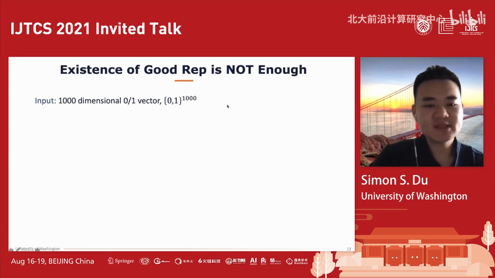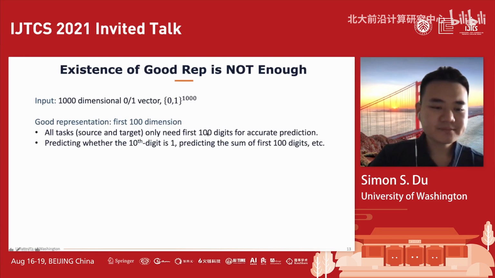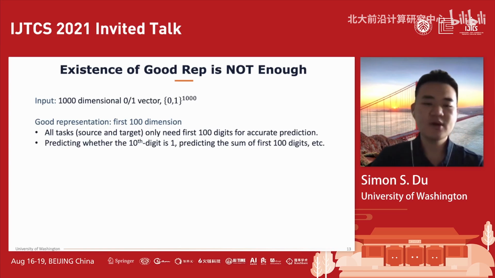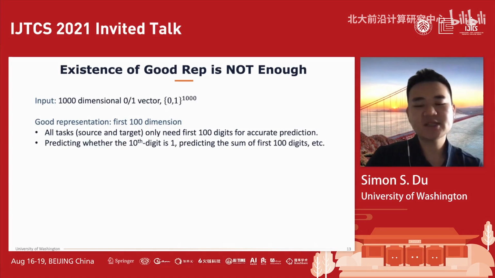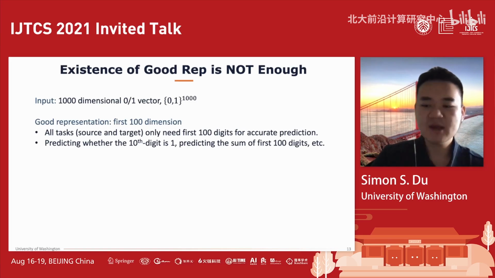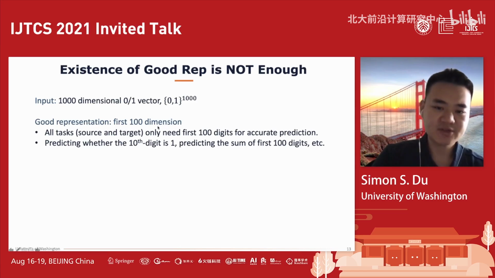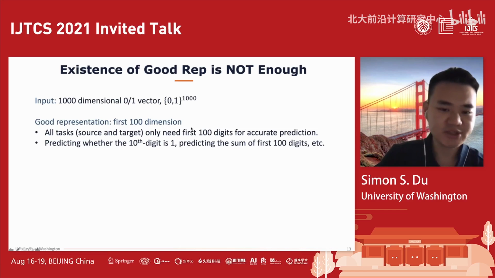Here is a more formal example. Let's say the input is a 1,000 dimensional 0-1 vector. The underlying good representation is the first 100 dimensions. All the tasks, including source and target tasks, only need the first 100 digits for accurate prediction. For example, the task can be whether the 10th digit is 1, or predicting the sum of the first 100 digits, etc. So basically, the good representation is the first 100 dimensions. You only need to use the first 100 dimensions.